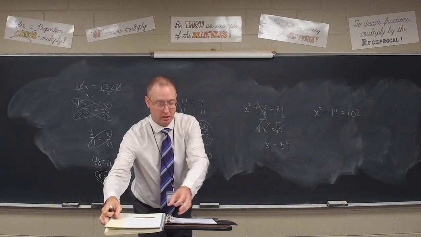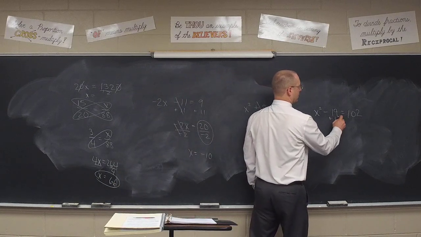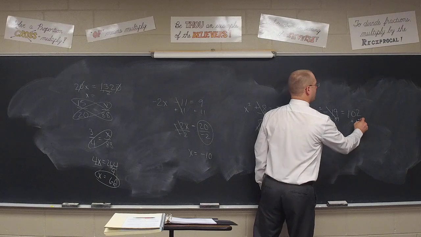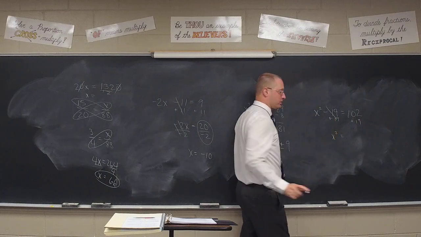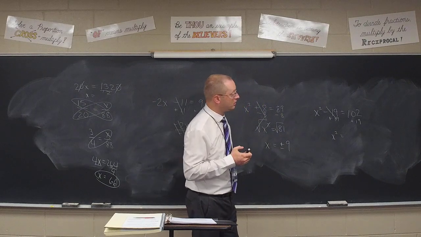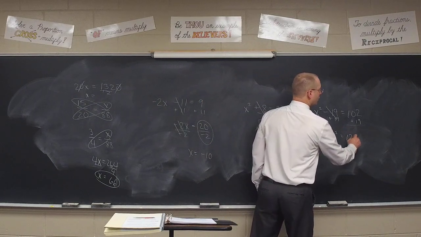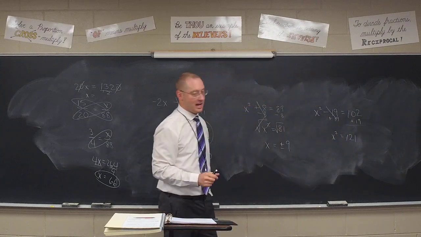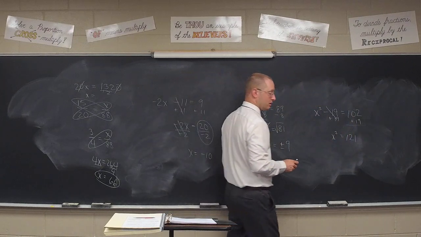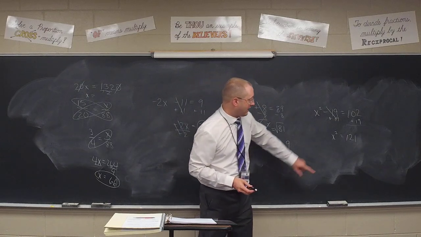Get rid of the negative 19 by putting positive 19 on. And that's going to give us x squared equals 121. Good. And then, Ben, I've got to... 2x? No, not 2x, I've got an x squared.